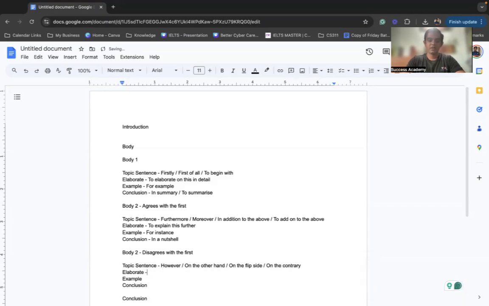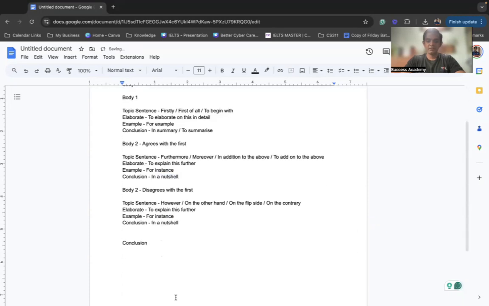So again, to elaborate, now since the second paragraph, you can use the same one to explain this further, right? When you're giving an example, you can say, for instance, right? And when you conclude, you can say, in a nutshell. And finally, for your conclusion paragraph, you can always start that with in conclusion.